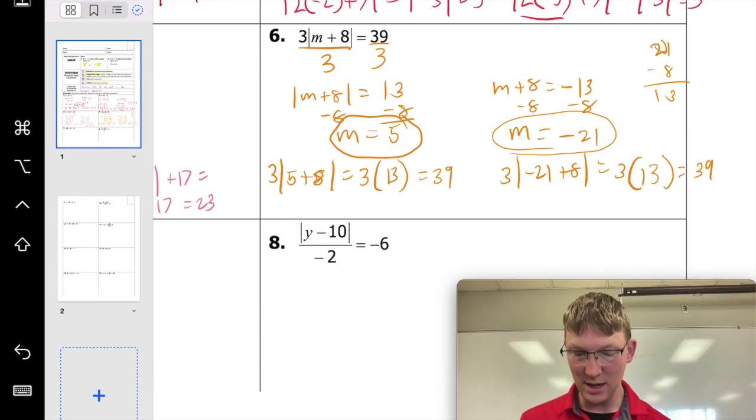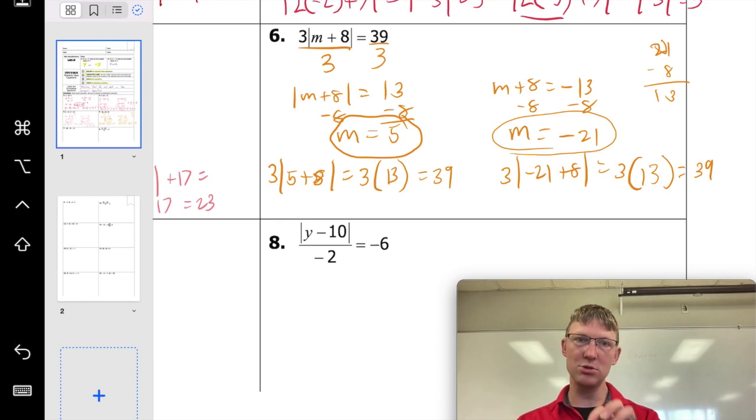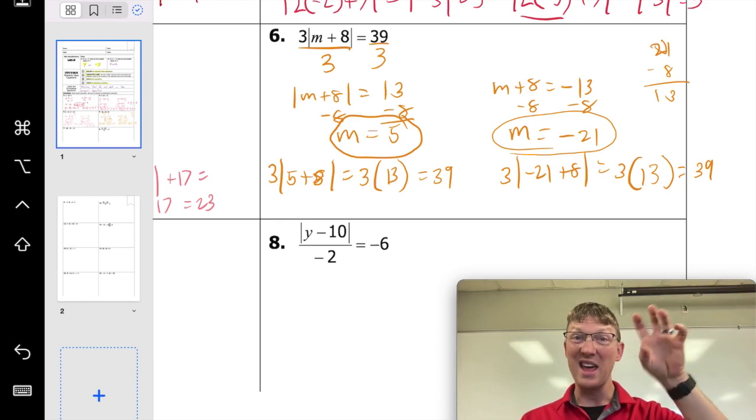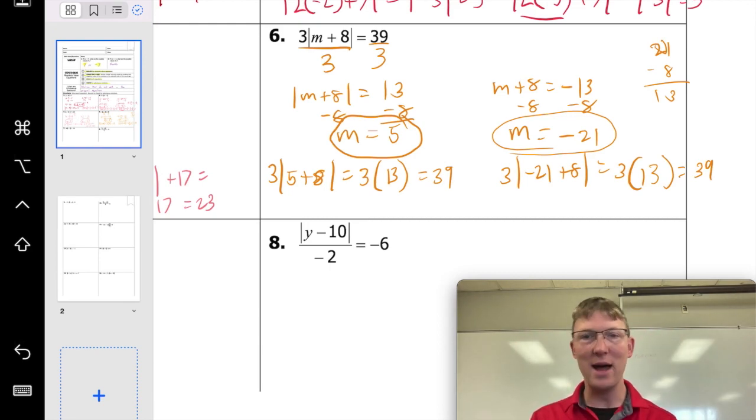Go ahead and try the next couple on your own. Don't forget to watch out for no solutions and what was the other one? Extraneous. So remember, if you find a solution, you plug it back into the original equation, and it doesn't work, then it is an extraneous solution, and it is not a valid solution. Good luck. I'll see you in class.